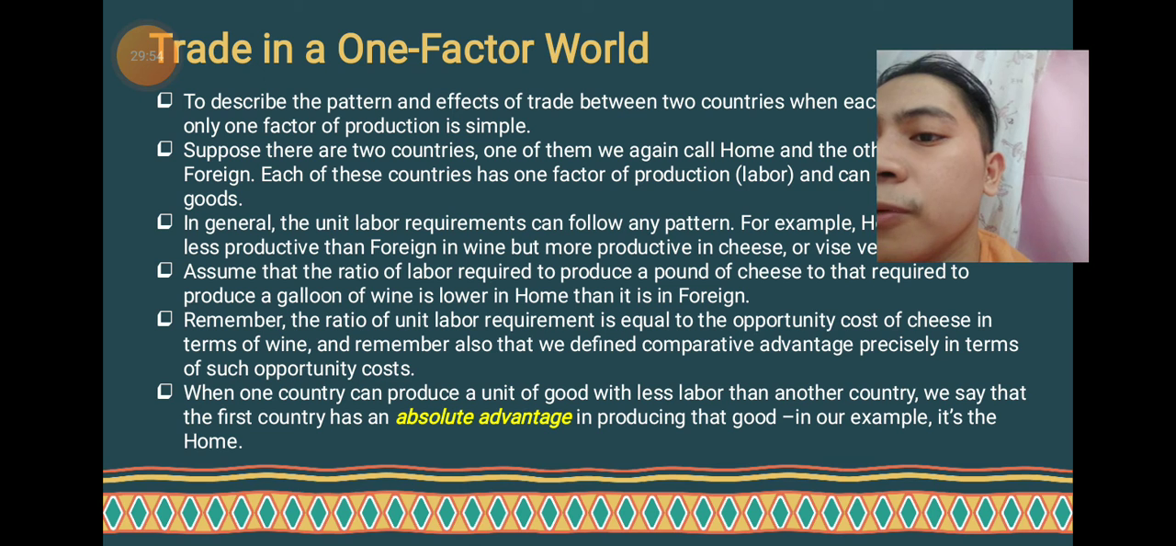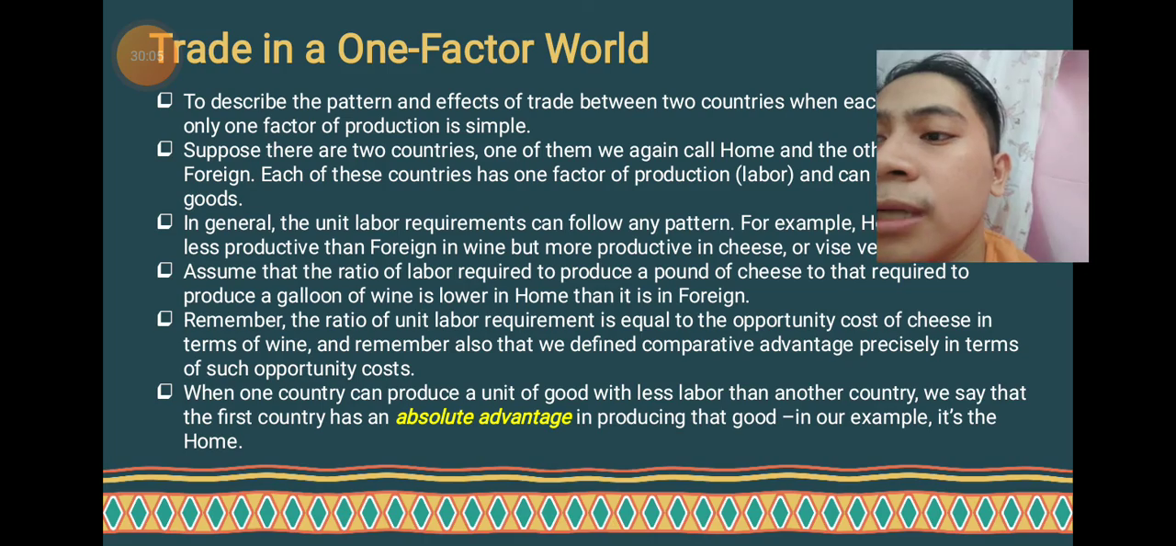When one country can produce a unique good with less labor than another country, we say that the first country has an absolute advantages in producing that good. In our example, it is the home.